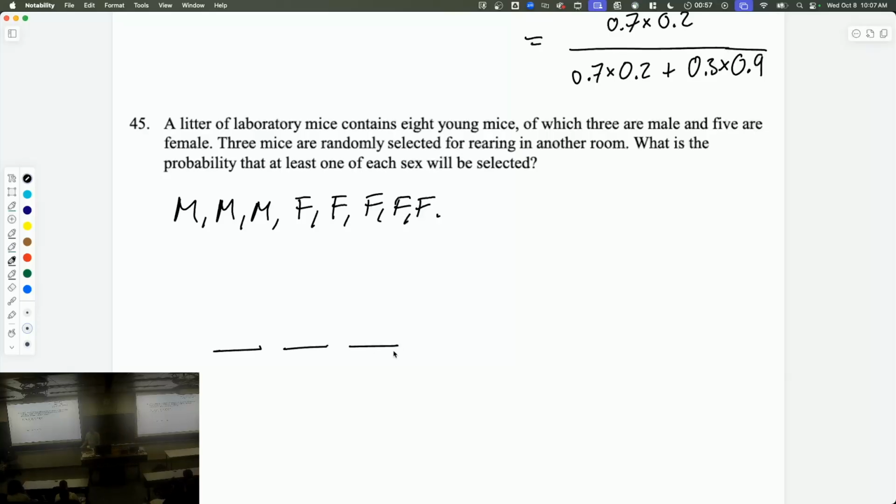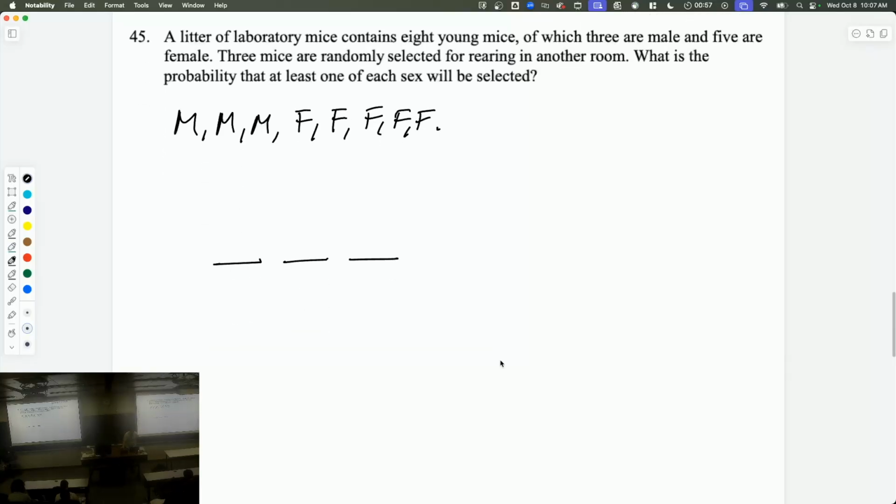Of course, you could do it not ordered, but I find it easier to do it in order, and I will just get some factor at the end of mixing it up. So we have 3 slots because we are choosing 3 mice. So let's color code this. So 3 mice are chosen. Those are the 3 slots over here.